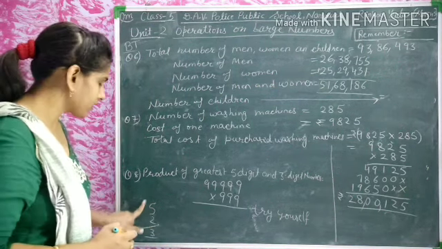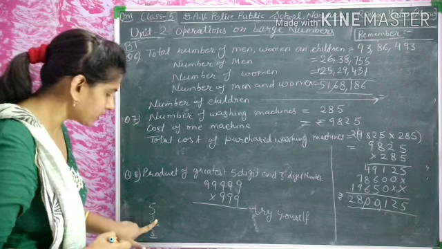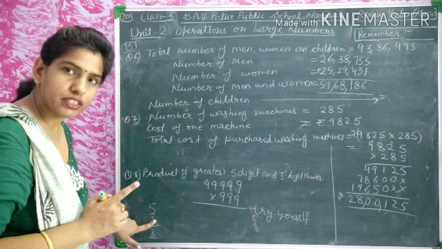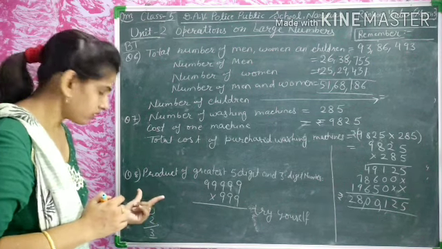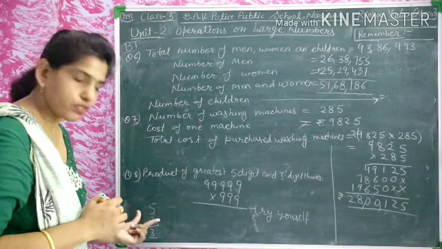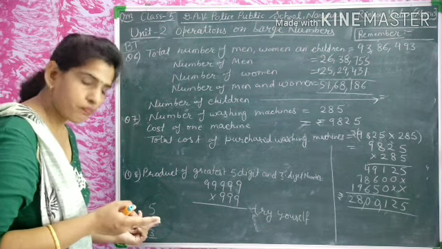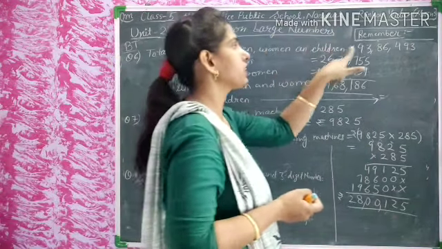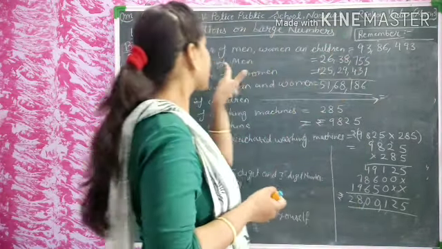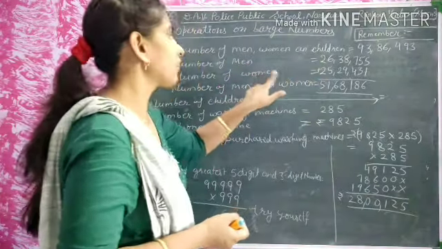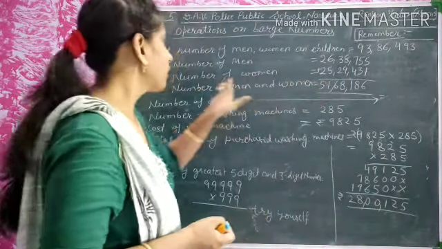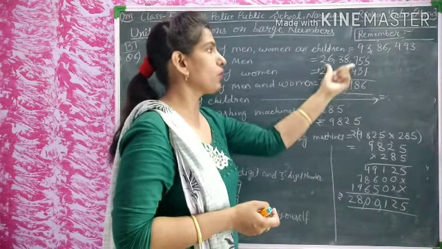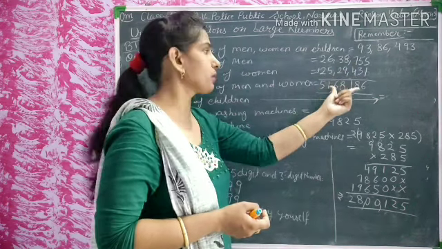It means what is the subtraction? First we have to find the addition of men and women. This is 2, and then subtract it from the total. From the total we subtract the number of men and women. The remainder is the children. So we do the same in this question. Men, women and children are these. Men are these. Women are these. So the total number of men and women is the sum of these two numbers. The sum of these two numbers is this.